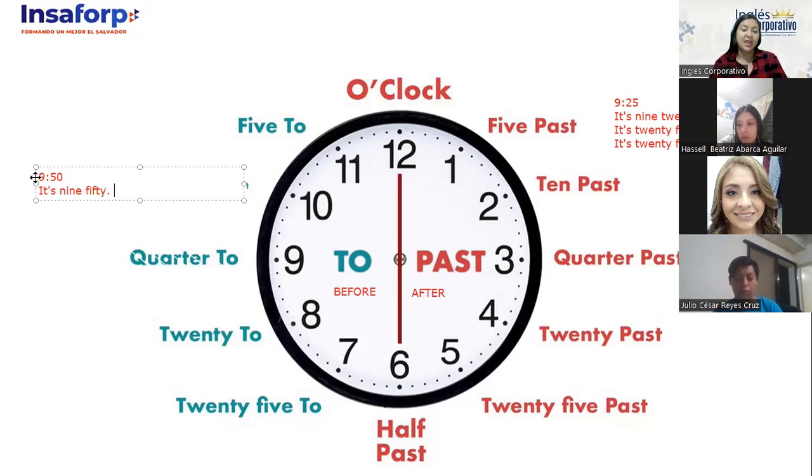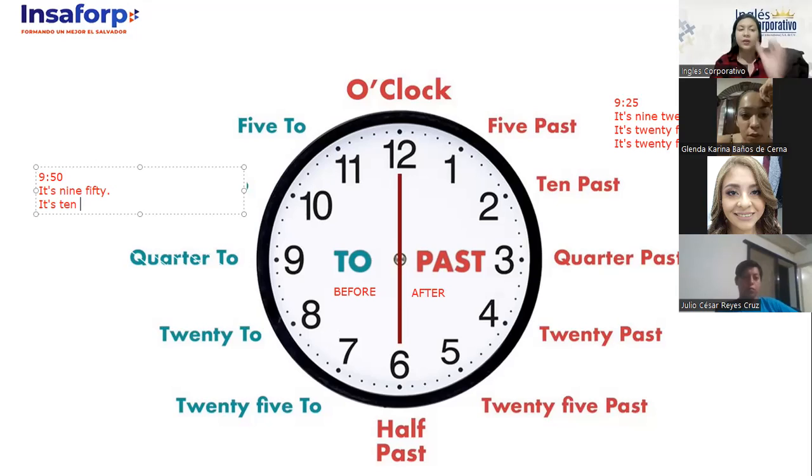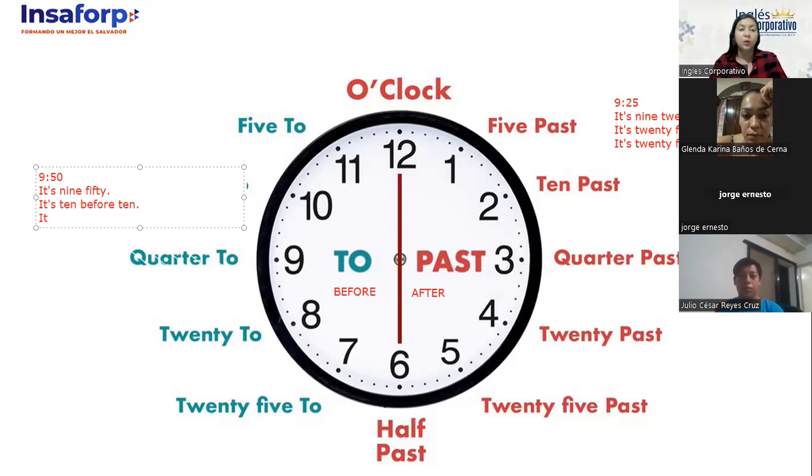It's 9:50. But how can I say faltan 10 para las 10? It's 10 before 10. Or it's 10 to 10. Okay. Ajá, la estructura es la misma, solo puede cambiar. Usted puede usar before or to.